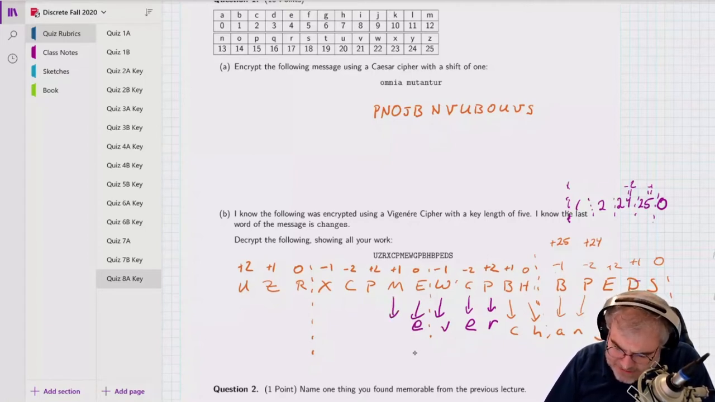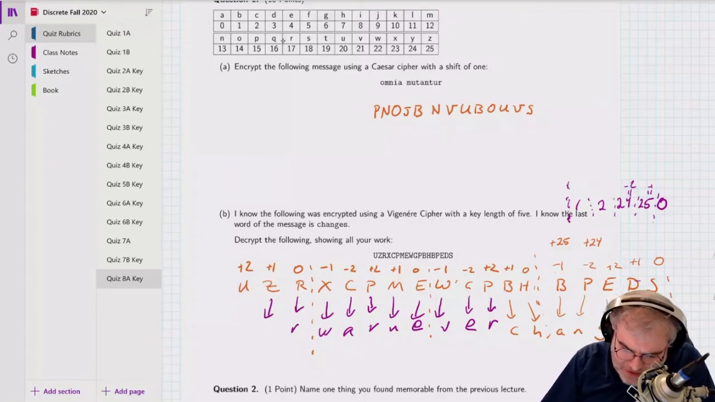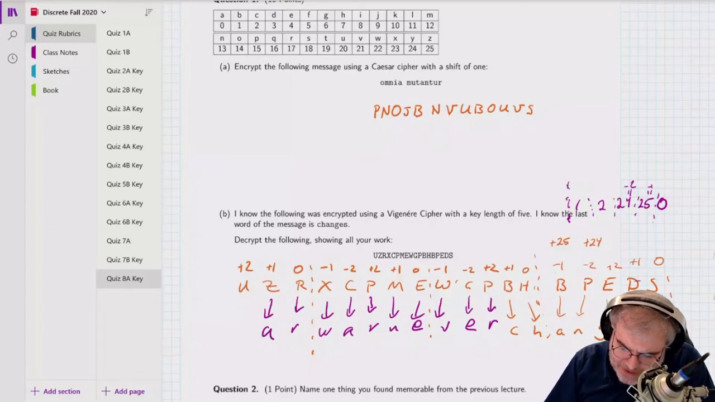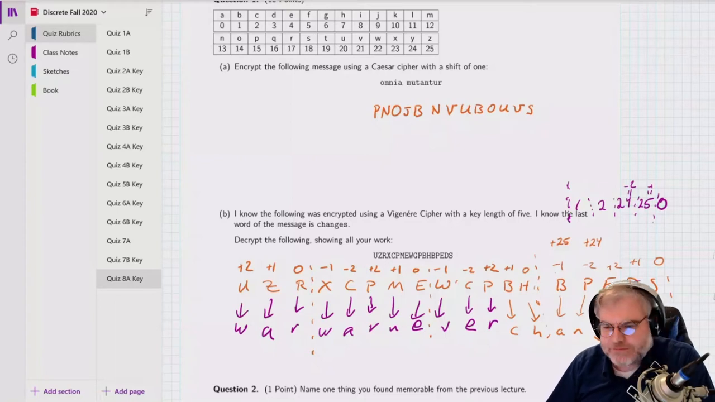M, that's an N. P, I'm going to add 2, that gives me the R. C going back 2 is an A, X going back 1 is a W. This is an R again, adding 1 to Z, I go to A, and adding 2 to U, I go to W again. So in plain text, I get "war." War never changes.